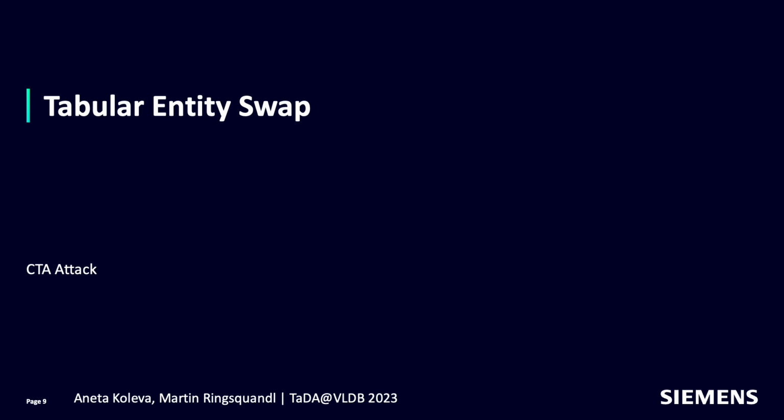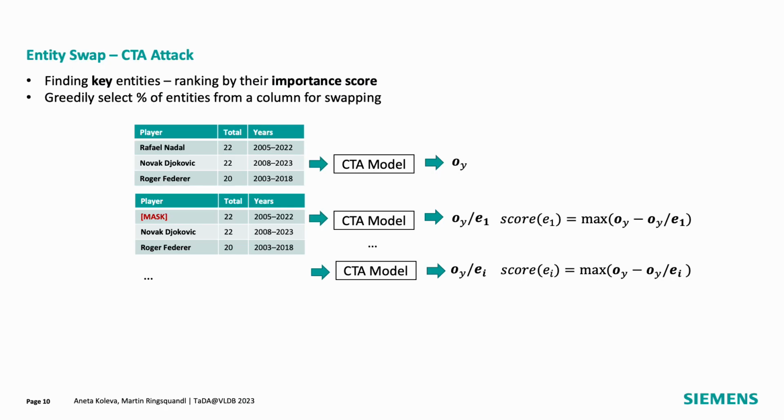In this direction, we propose a tabular entity swap. So with the entity swap CTA attack, we aim to find the key entities for each column and then to gradually select these entities and swap them with adversarial examples.